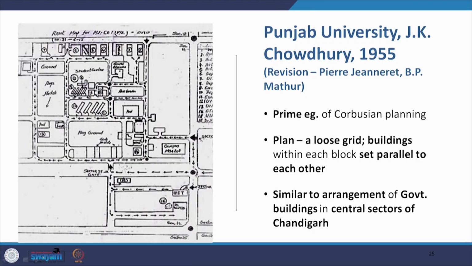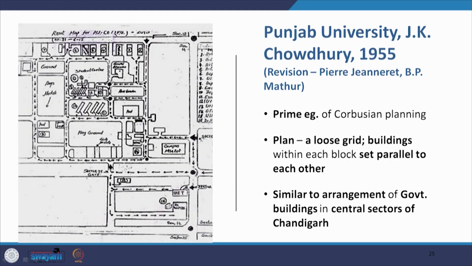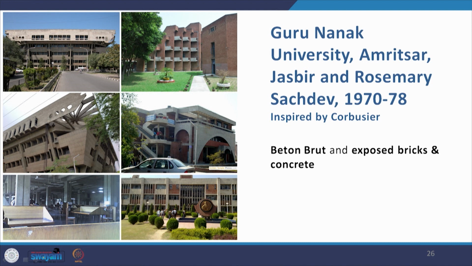When we come to the planning of Punjab University by J.K. Chaudhary in 1955, which was revised by P.S. Jeanneret and B.P. Mathur, it is a prime example of Corbusian planning. The plan is a loose grid in which buildings in each block, for example, let us take one block here, are placed set parallel to each other, similar to the arrangement of government buildings in the central sectors of Chandigarh.